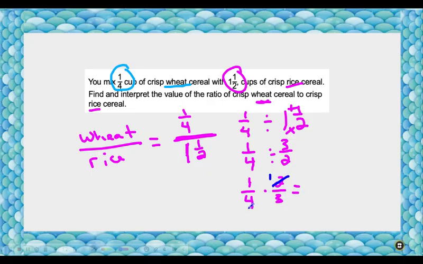2 divided by 2 is 1. 4 divided by 2 is 2. So now we multiply straight across. 1 times 1 is 1. 2 times 3 is 6. Okay, so the amount of wheat cereal is 1/6 the amount of rice cereal, right? It's about 1/6 the amount of the rice cereal. Great job.